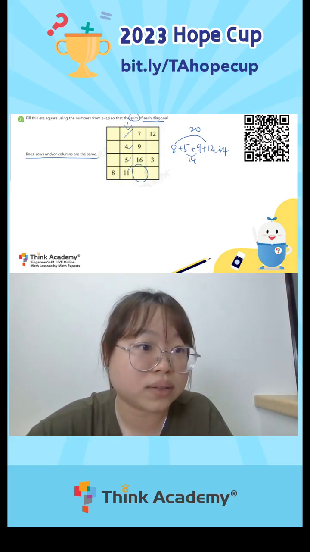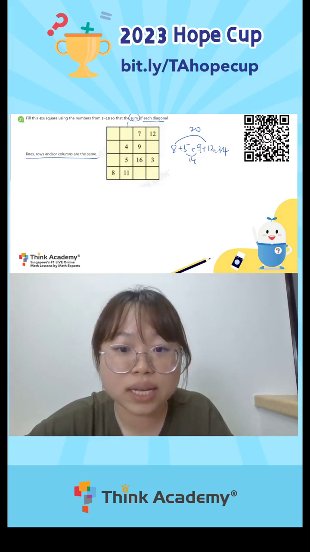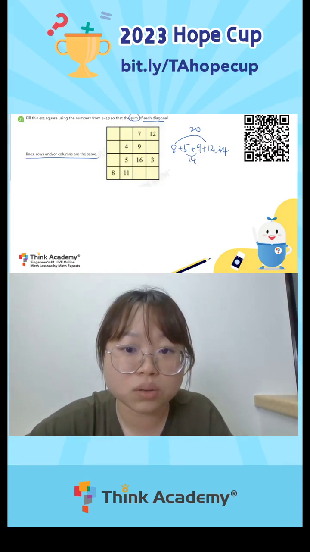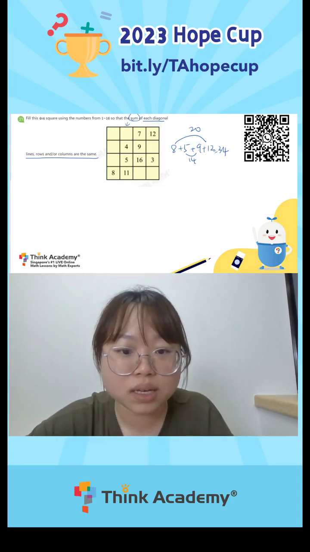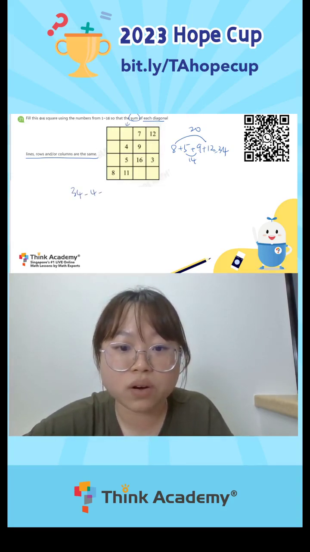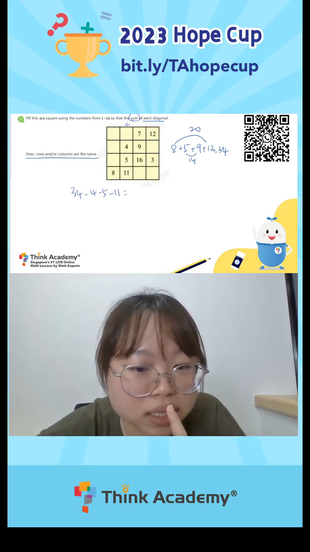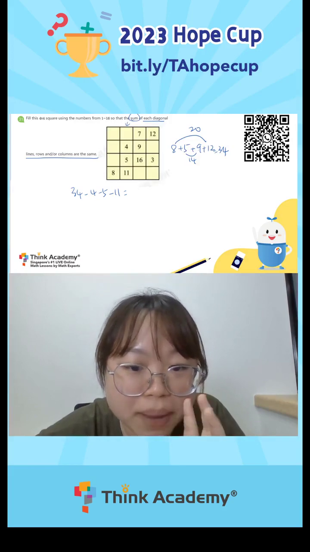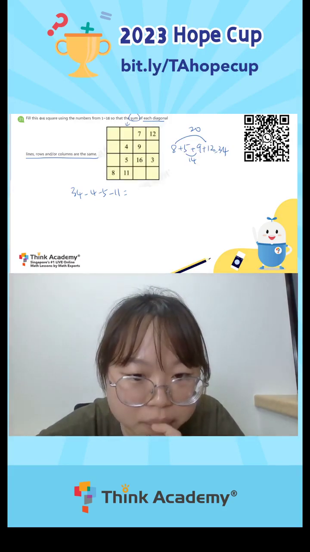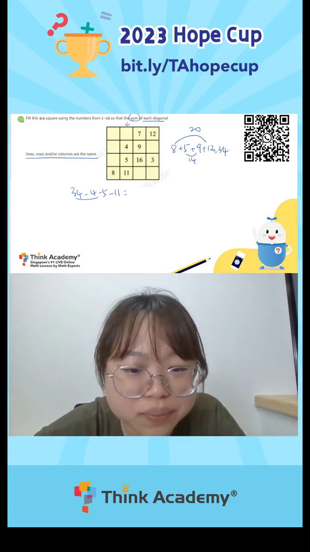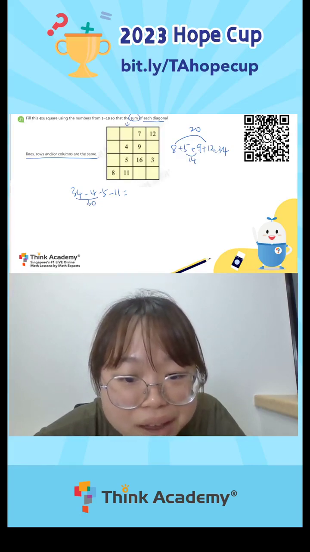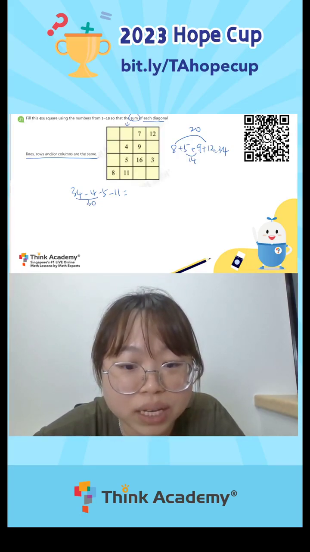Okay, let's do it together. I know that the sum equals 34, right? So this column should be 34 minus 4 minus 5 minus 11. This, to P2 kids, is a bit hard because they would subtract one by one. It is correct, but how to solve it in an easier way? Cancel the matching tail, kids. 34 minus 4, immediately you know 30, right? Minus 5 minus 11, there are 2 ways to solve it quickly.